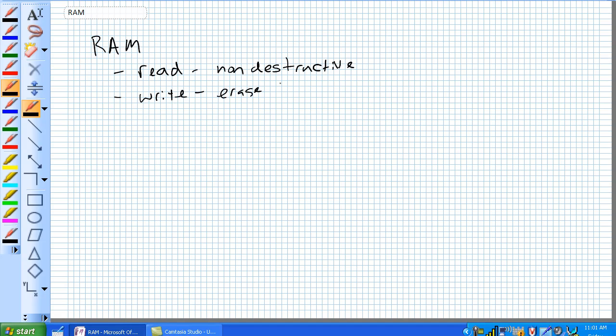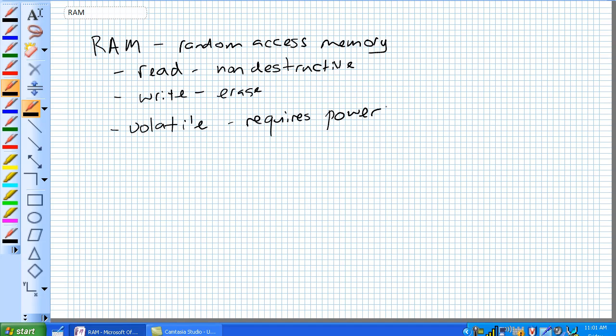Another characteristic of RAM, which again is random access memory, is that it's volatile, in the fact that it's only temporarily there and it requires power. And as soon as power is gone, it evaporates. And like I said, because it's volatile, it's oftentimes used just for short-term operations.